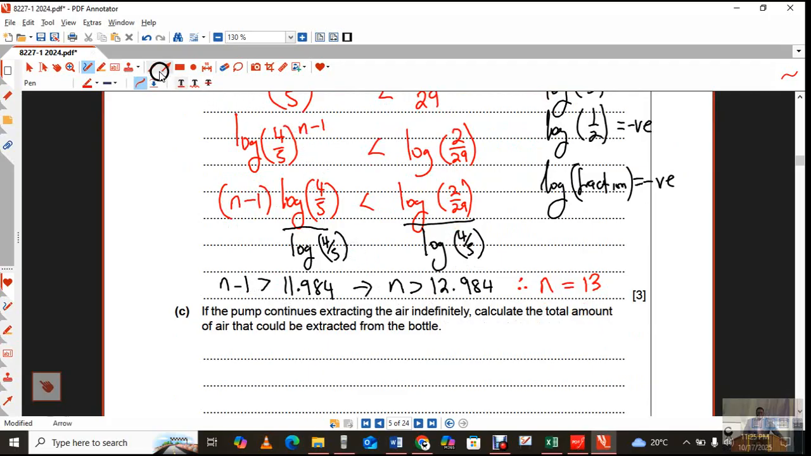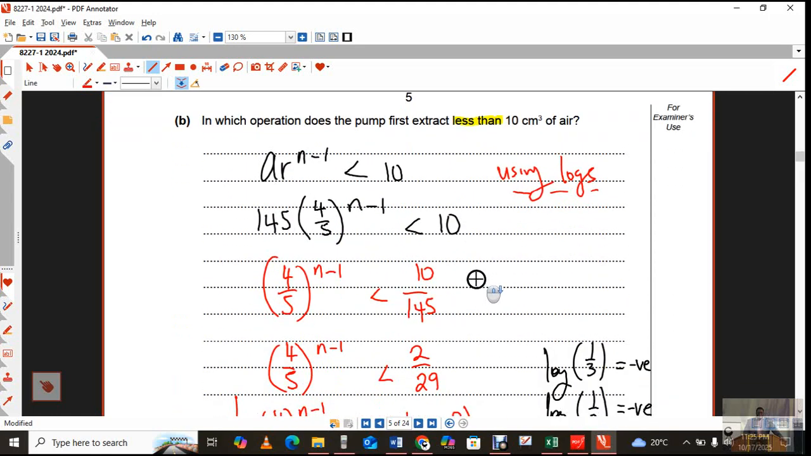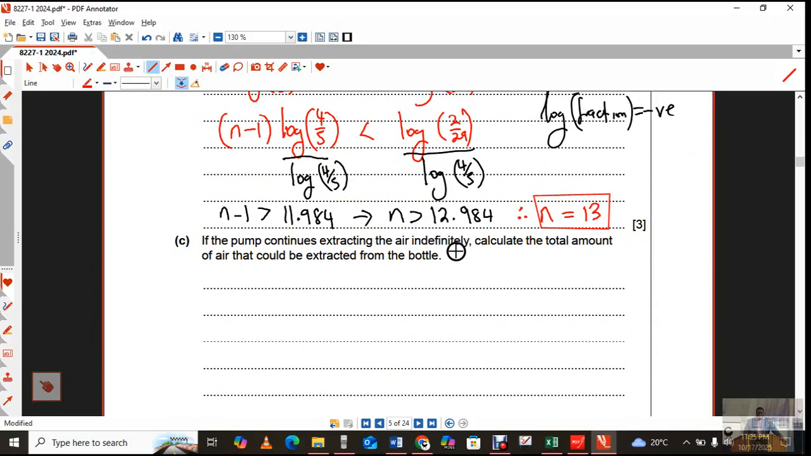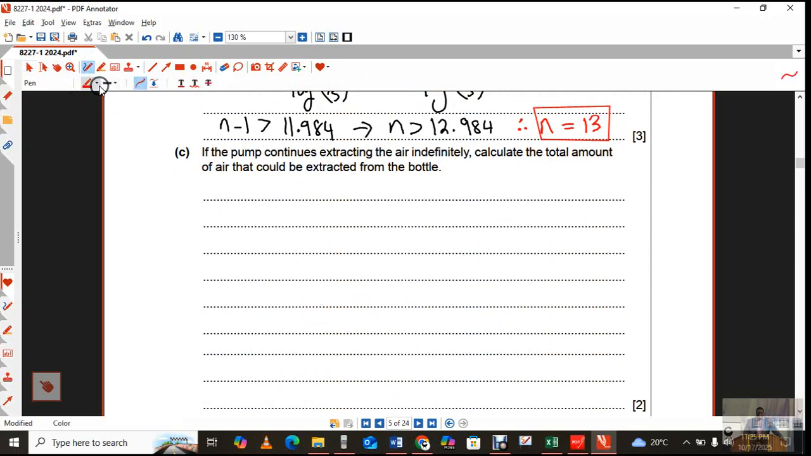All right, so quite a lot that deals in that question, but definitely found the answer. So just be careful whenever you are working with logs and you are dividing by a negative, the inequality sign reverses. So that brings me to part C of the question. Now they are saying if the pump continues extracting the air indefinitely, and the word indefinitely I can put infinite.